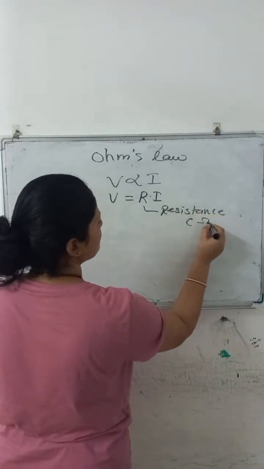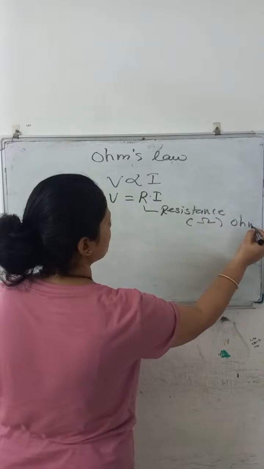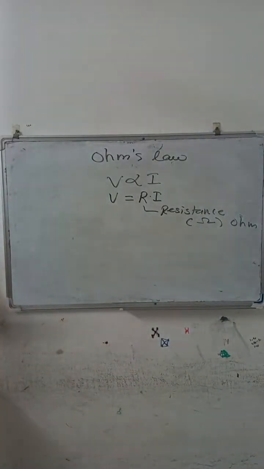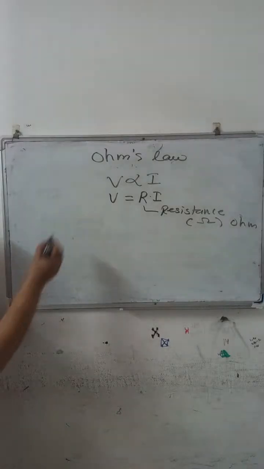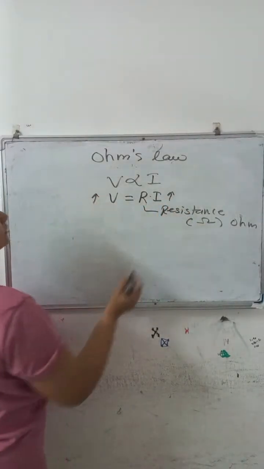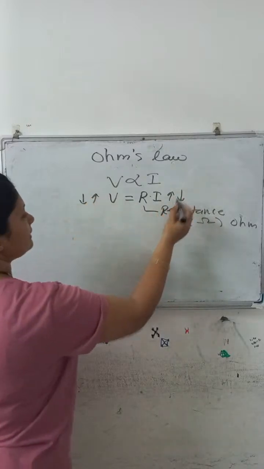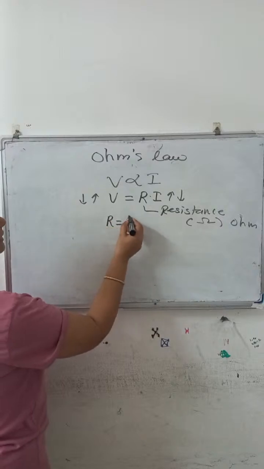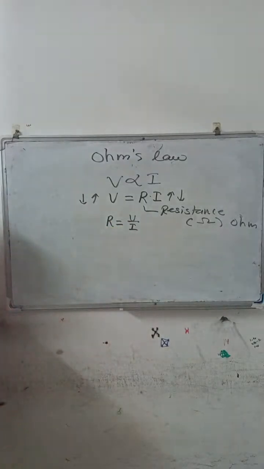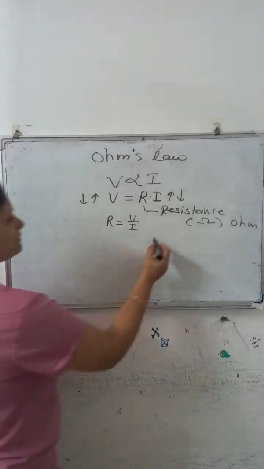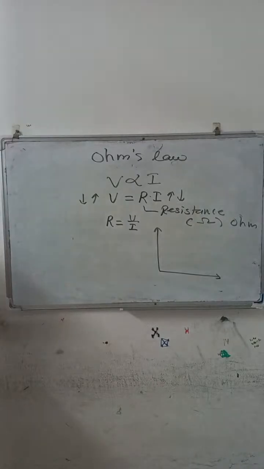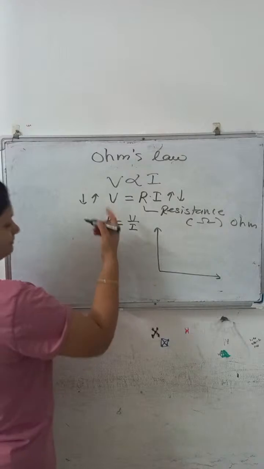This resistance is measured in ohm, and we denote it by this ohm sign. V is equal to I into R. As V increases, current also increases. As V decreases, current also decreases, and the slope of the graph comes as V by I. This Ohm's law gives a linear graph, assuming the circuit obeys Ohm's law.